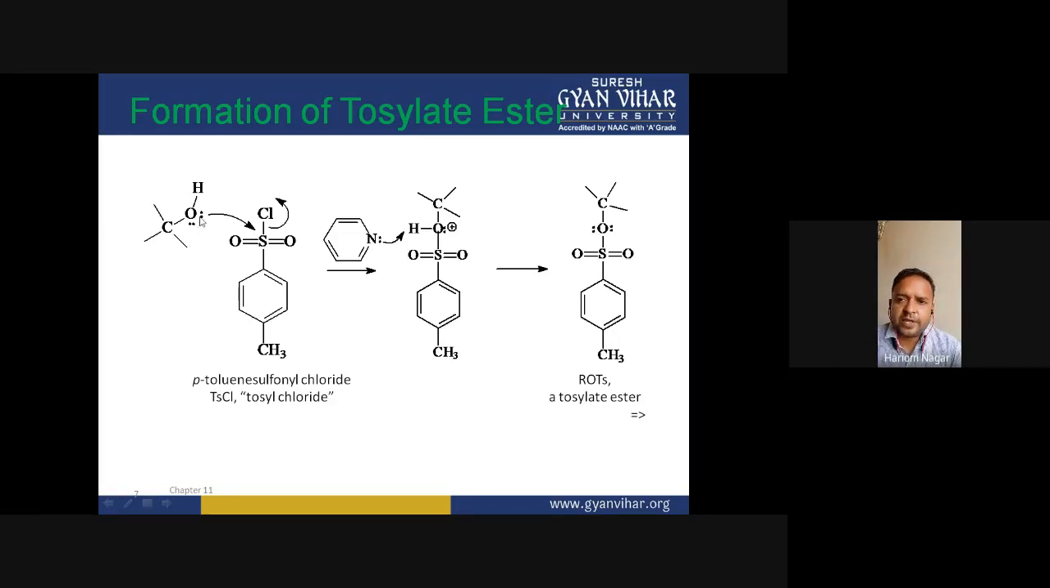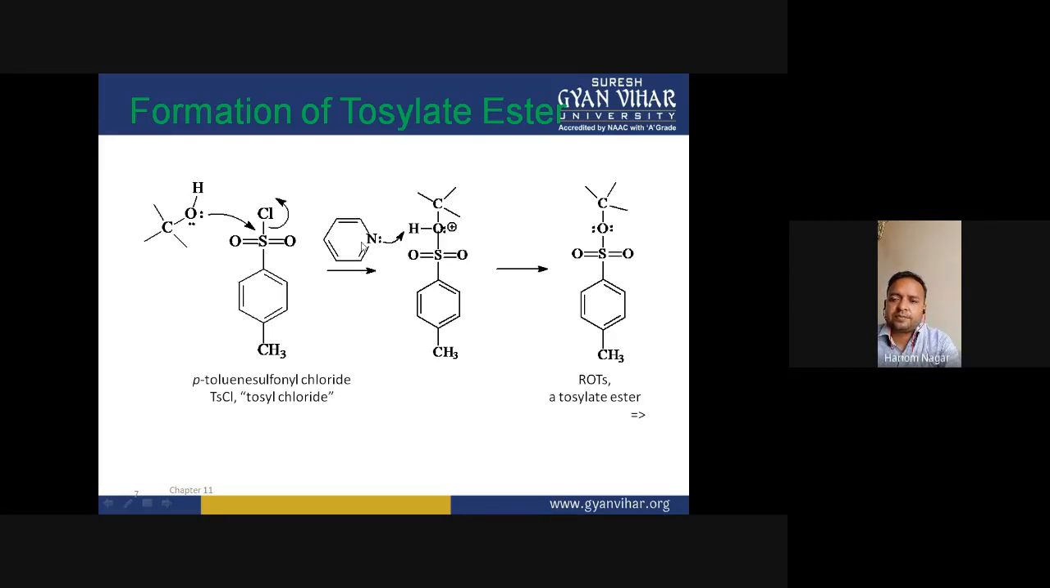So in the first step, the OH oxygen attacks the sulfur center and the chlorine atom is removed in the form of chloride. By this reaction, a compound is formed where positive charge is generated at the oxygen, because oxygen gives electrons to form the bond with the sulfur atom. So oxygen gets electron deficient and positive charge is generated on it.